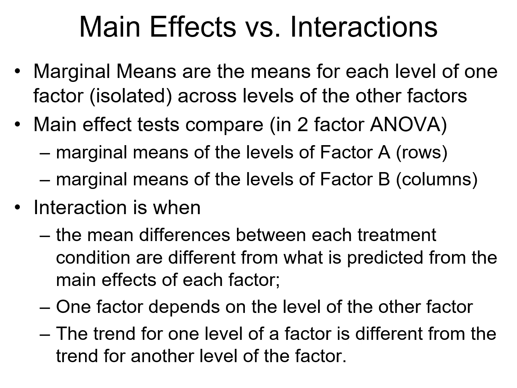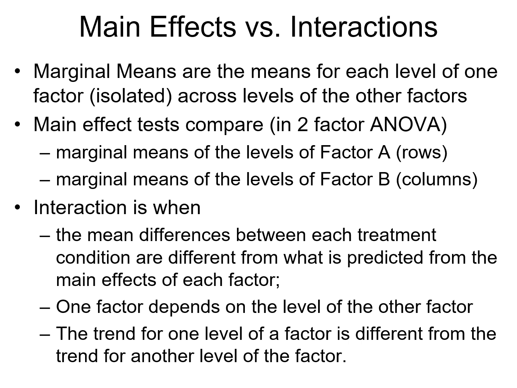So marginal means are the means of each level of one factor isolated across the levels of the other factor. A main effect test compares, in a two-factor ANOVA, the marginal means of the levels of factor A and, separately, the marginal means of factor B. An interaction is when the mean differences between the treatment conditions are different from what was predicted by the main effects. One factor depends on the level of the other factor. The trend for one level or factor is different from the trend of the other level or factor.